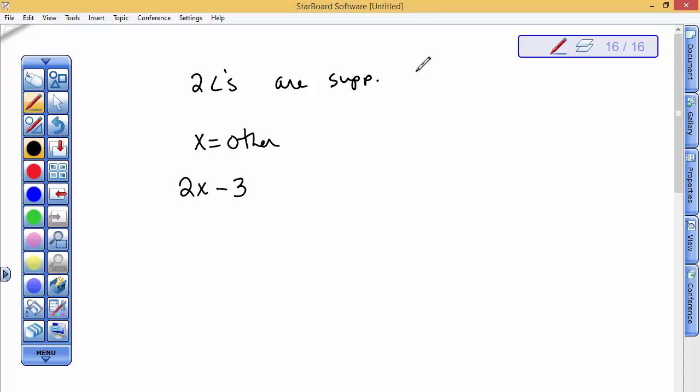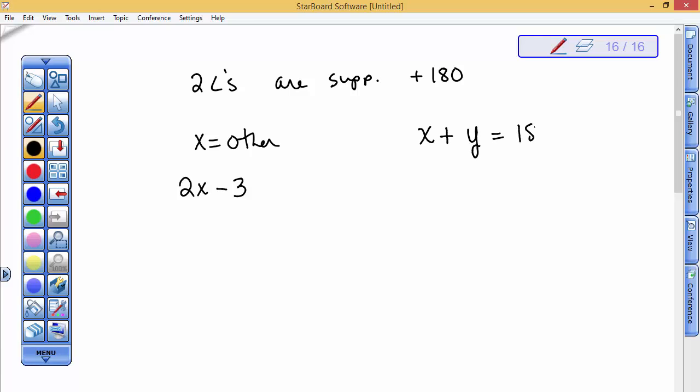I should have written this in terms of x and y. I'm going to come back and write this differently in a minute, so I want to have two letters. If the sum of the angles is 180 degrees, I'm going to write x plus y equals 180 degrees.